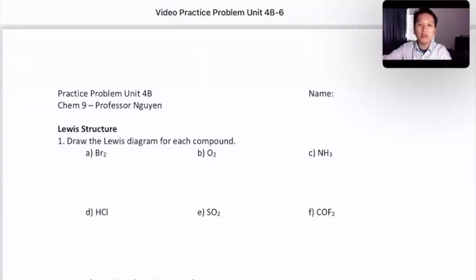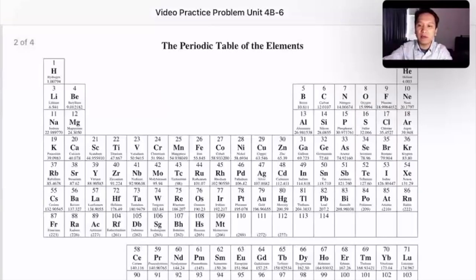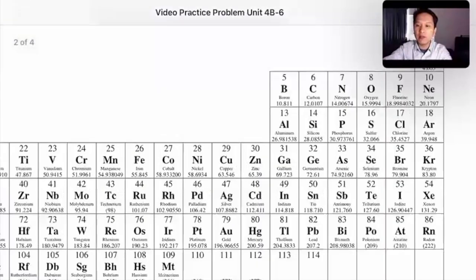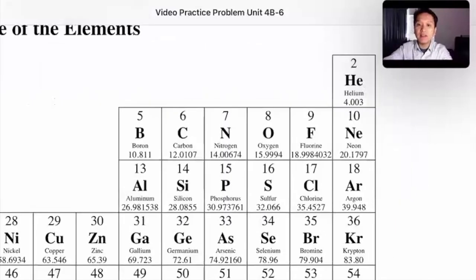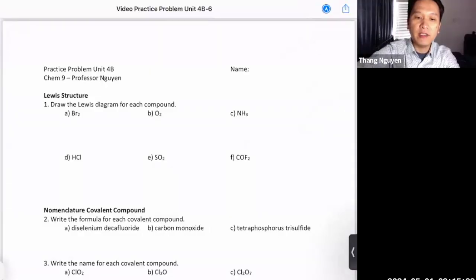Okay, so to draw Lewis structures, there are certain steps you have to go through. So let's go over them. The first step is to find out how many valence electrons there are in total in a molecule. So in problem A here, we have Br2. So you go to your periodic table and find where Br is. And Br is on the 17th column, or we call it 7A, meaning it has 7 valence electrons. Okay, so if it has 7 valence electrons, 7 times 2 is 14 valence electrons, right?